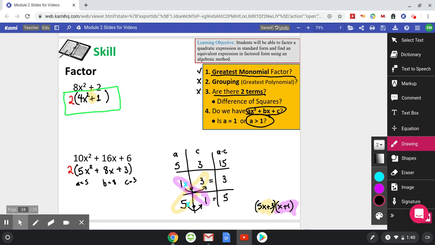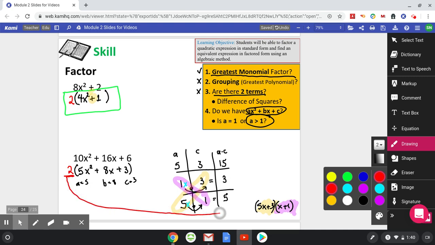I have one more thing to do. I factored a 2 at the beginning of the problem, so I have to put it in front of the factors. And this would give us the answer for the last problem. That means we were able to complete step 1 and step 4 successfully.